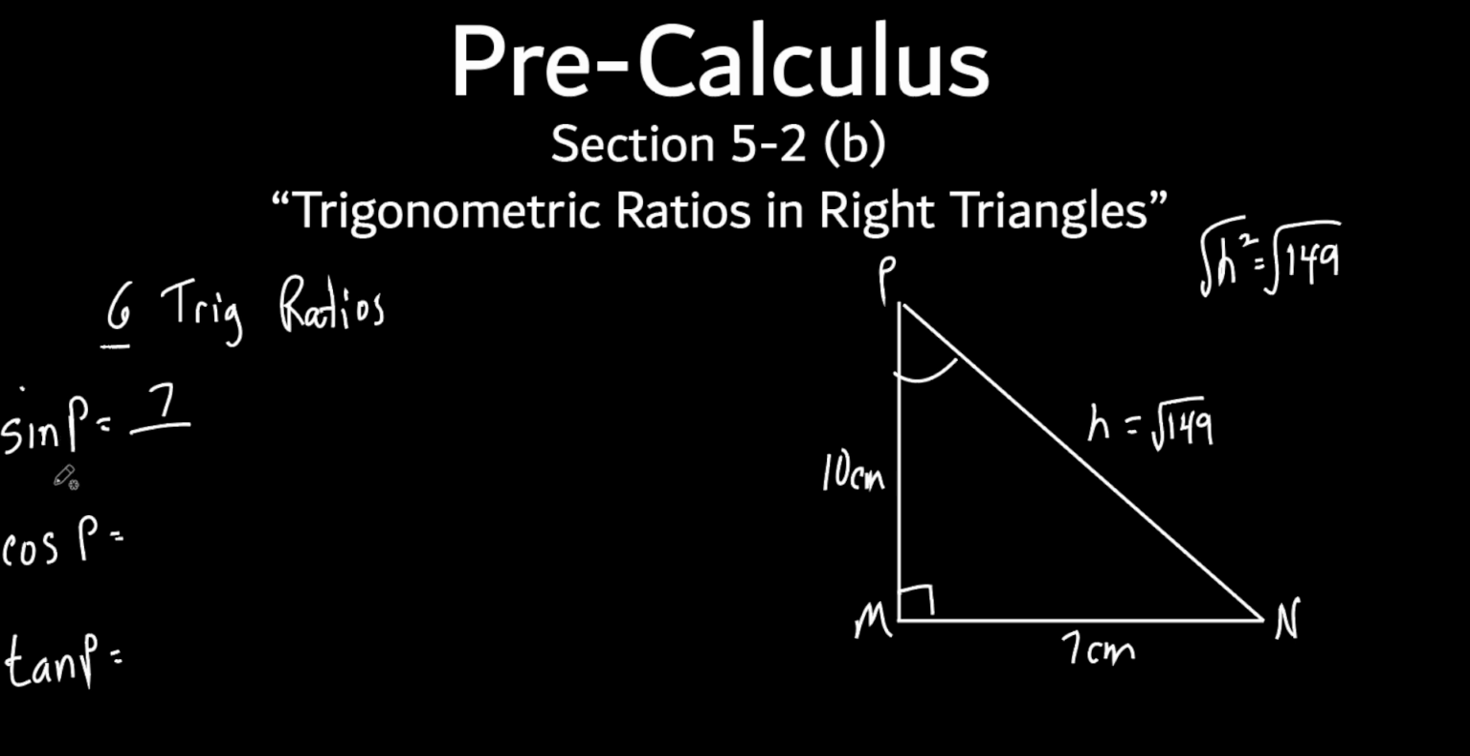So let's go back to the trig ratios. I've got opposite over hypotenuse. And what is this? Square root of 149. Well, we got a little issue. What's the issue that we have here? We can't have a square root in the bottom, all right? So we have to get rid of it.